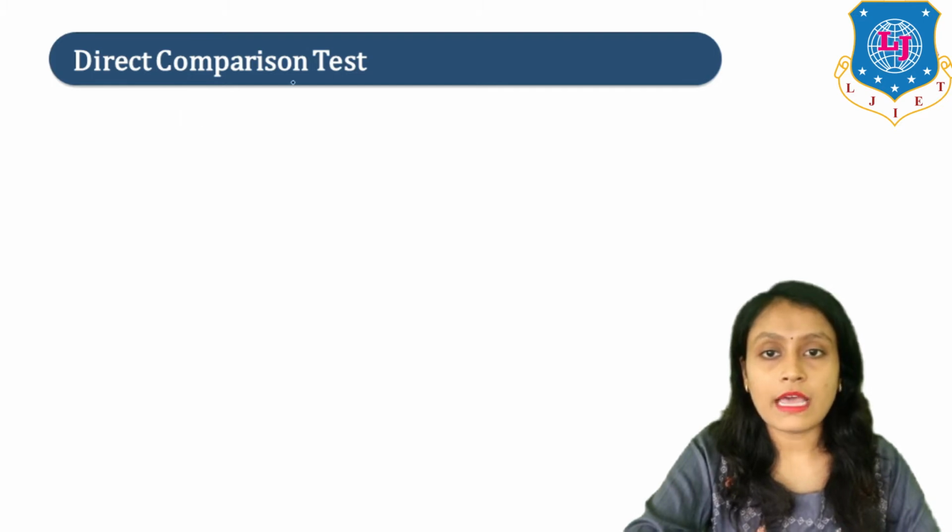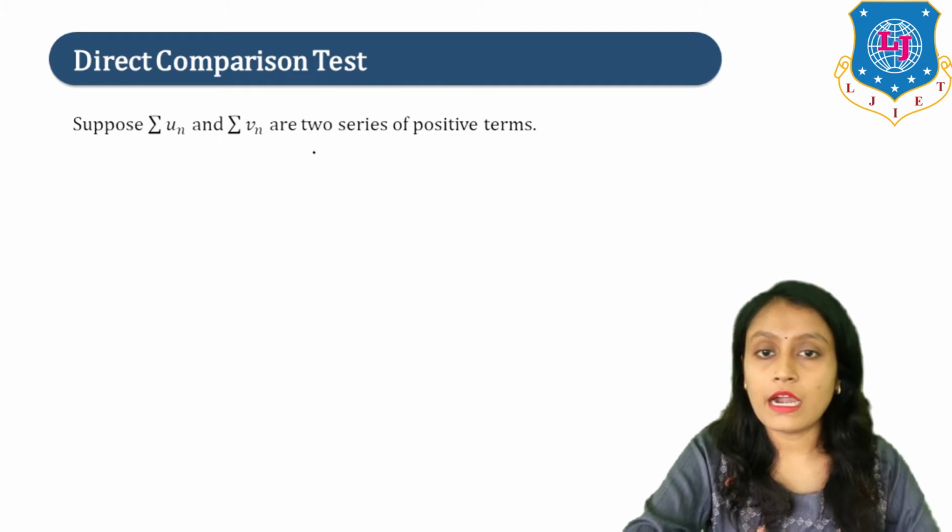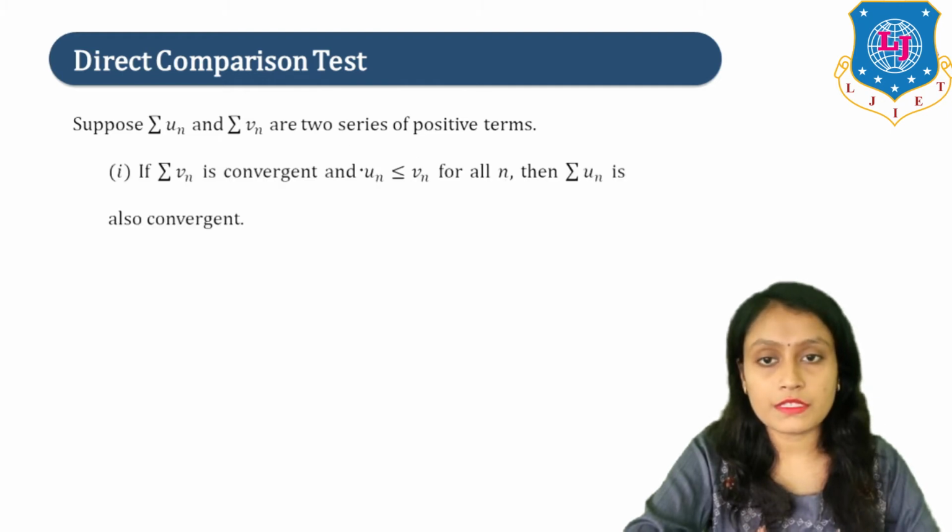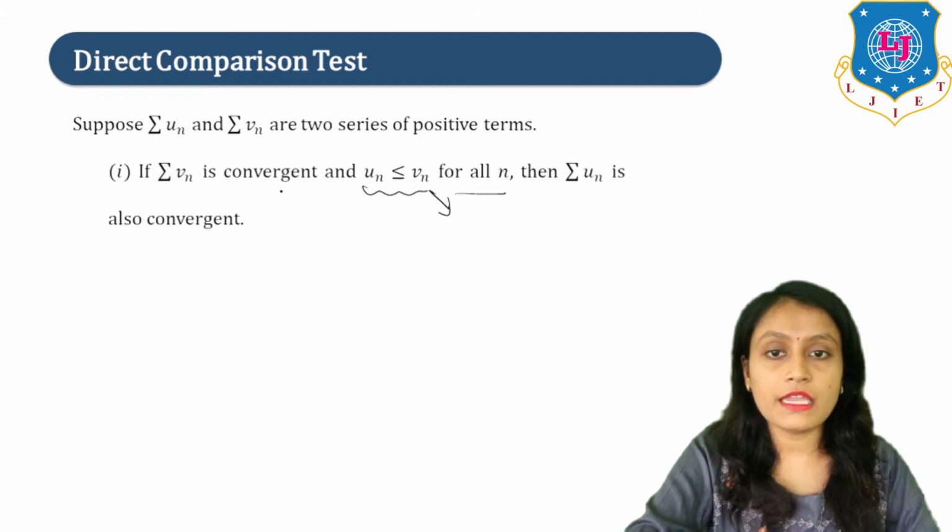Next topic is the direct comparison test. Suppose Σun and Σvn are two series of positive terms. If series Σvn is convergent and un is less than or equal to vn for all n, then series Σun is also convergent. So we are given one condition that un is less than or equal to vn for all n, and this series Σvn is convergent. So you can say that this series Σun is convergent by the direct comparison test.